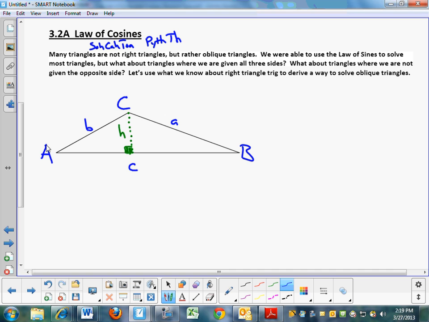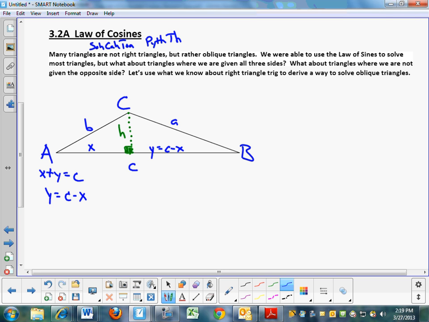I'm going to divide those two segments up. I'm going to call this one X. I'm going to call this one Y. What's the relationship between X and Y and C? X plus Y is C, so that means that Y is equal to C minus X. Is everybody okay there?